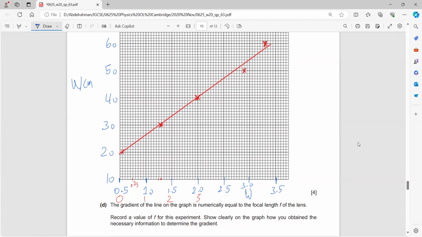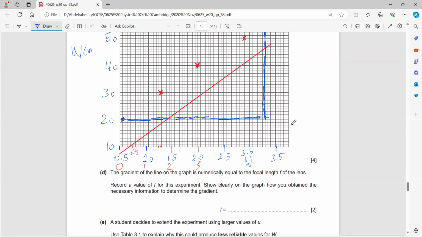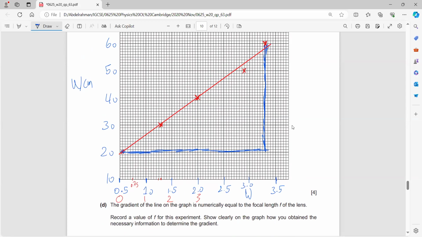I'll take 2 points which are very far apart. Okay, let's take the first point and the last point. You draw these lines using the ruler. Rise over run. To find the gradient, I calculate rise over run. Show clearly on the graph how you obtain the value. Rise here would be from 60 to 20, 40, over the run, which was from 0.54 all the way to 3.3.